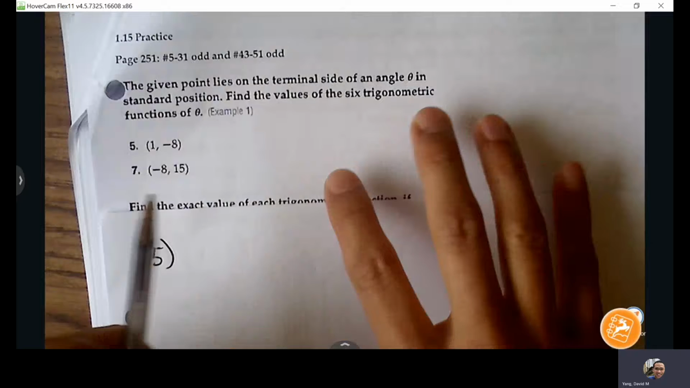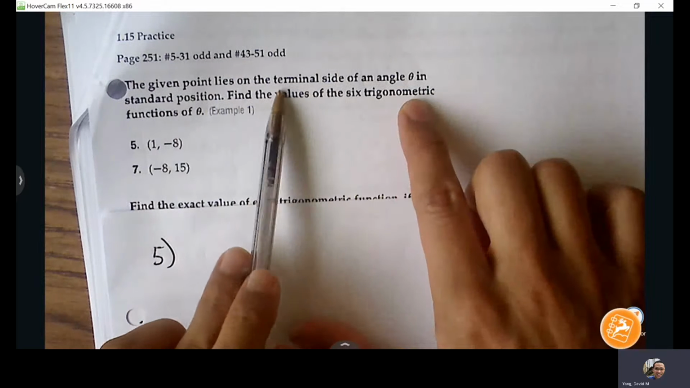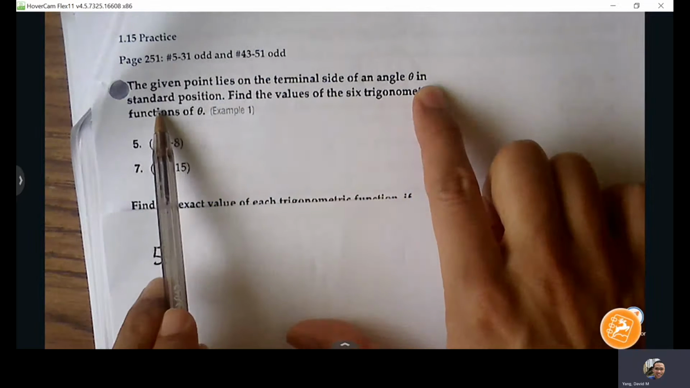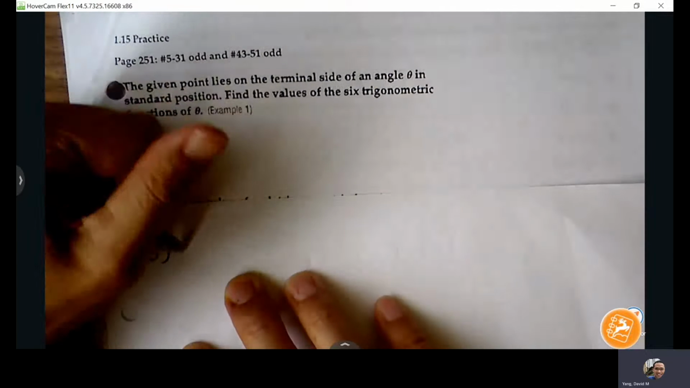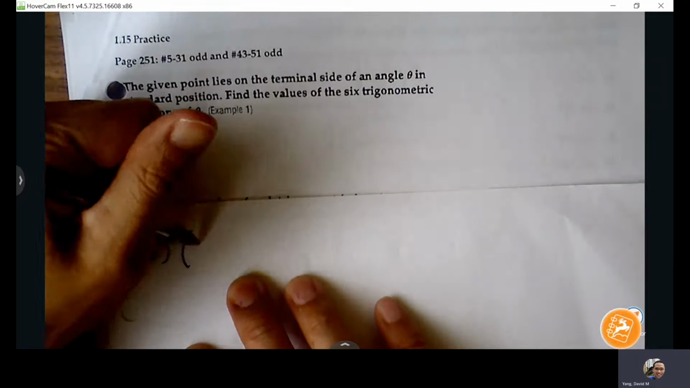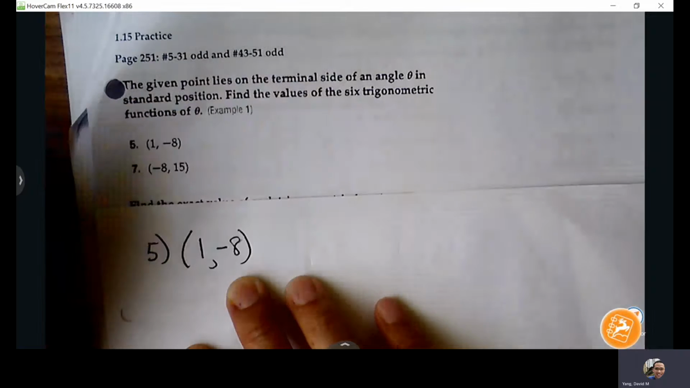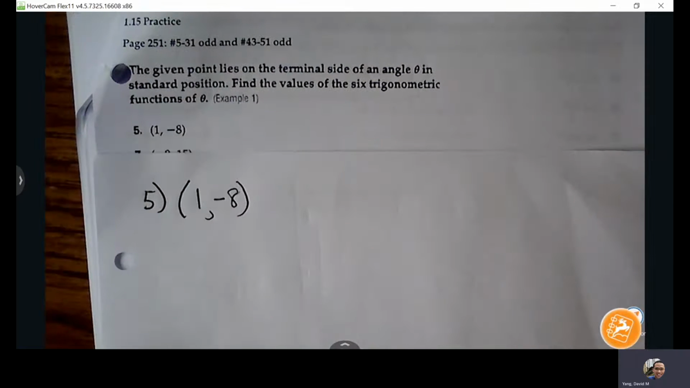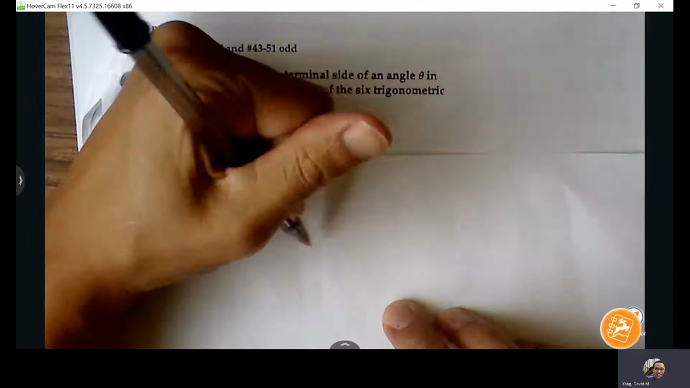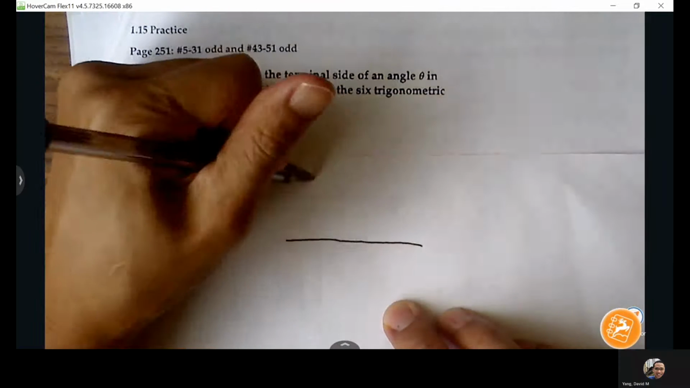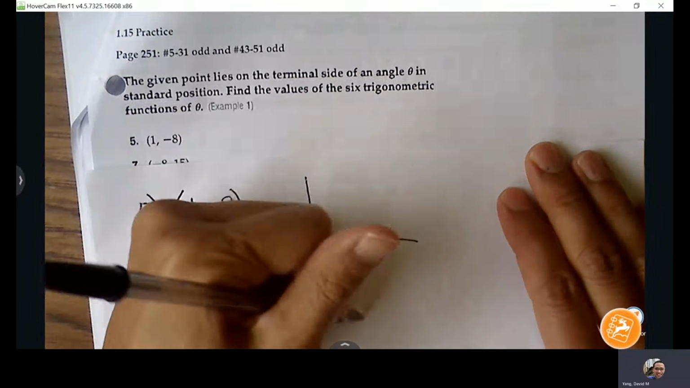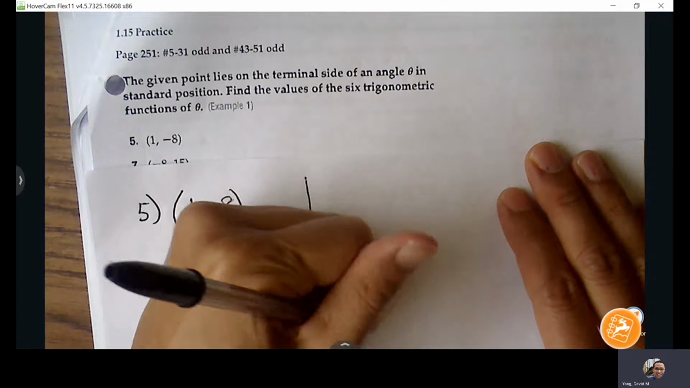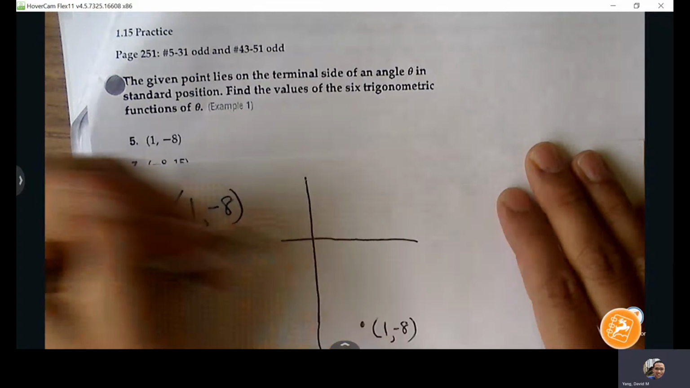So here are the directions. It says the given point lies on the terminal side of an angle theta in standard position. Find the values of the 6 trig functions of theta. So first thing we do, make your coordinate plane and plot your ordered pair. It doesn't have to be accurate. Just go ahead and plot your point and label it all negatively.